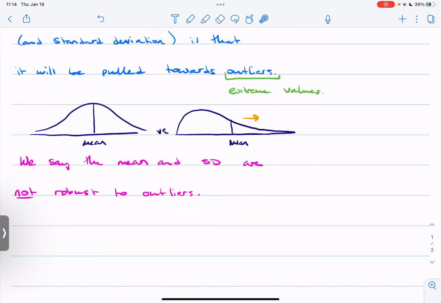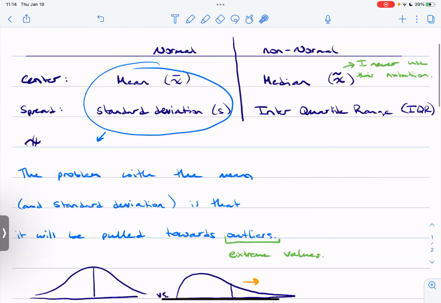I moved too fast. So then here, these guys, the median, oops, I wrote the mean again. The median and the interquartile range are robust to outliers.